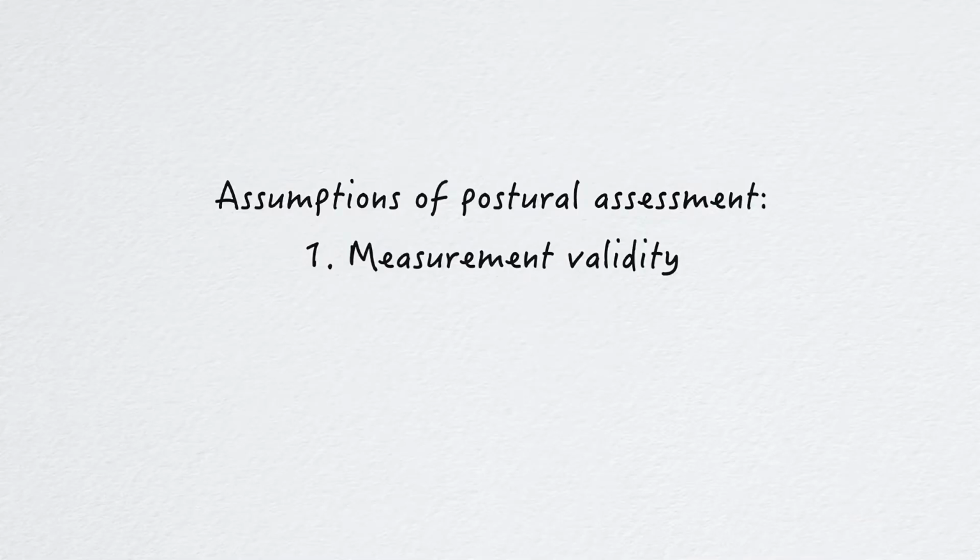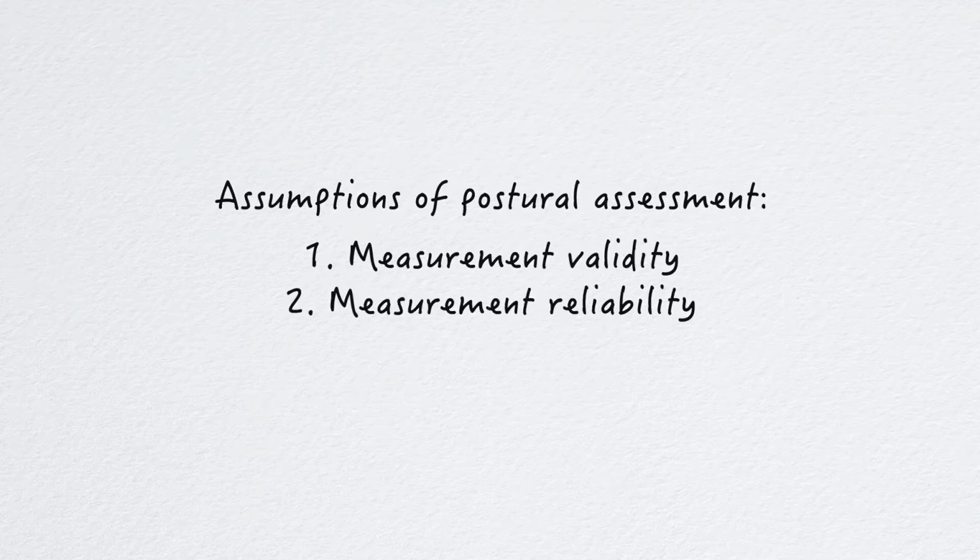Building on this example of counting steps, the second assumption is that when we repeat this measurement, either at a later date or if someone else does it, or if there is a change in the distance between point A and point B, that the result would be the same. This is known as reliability. Reliability is basically the consistency of the measure.